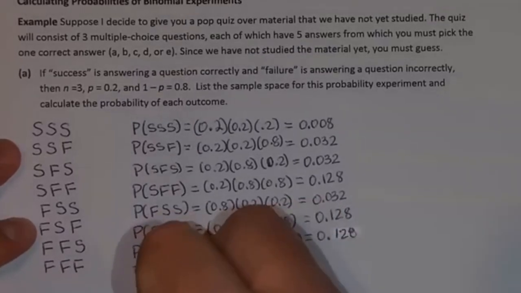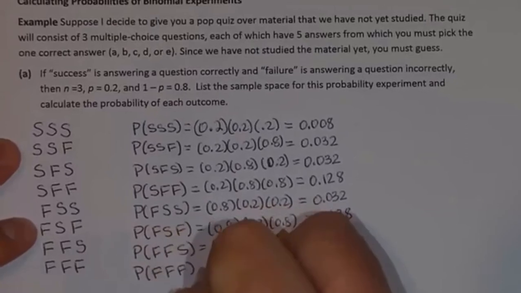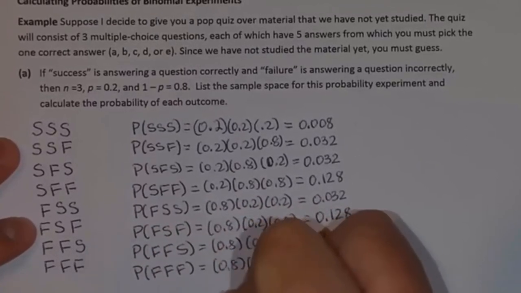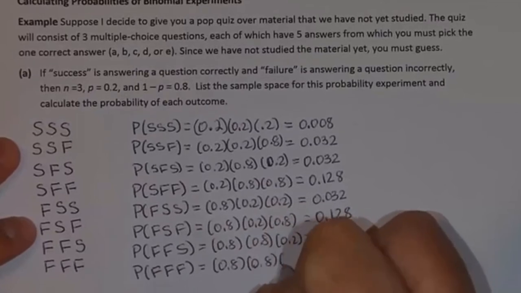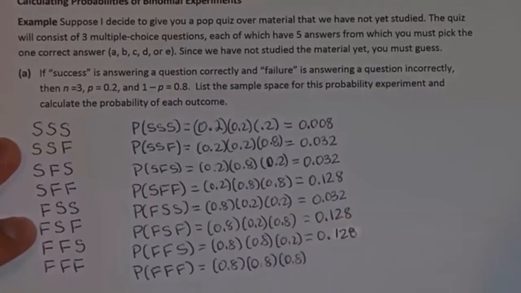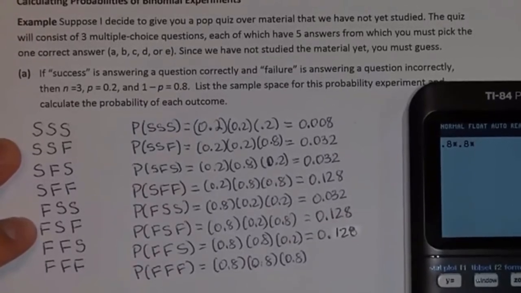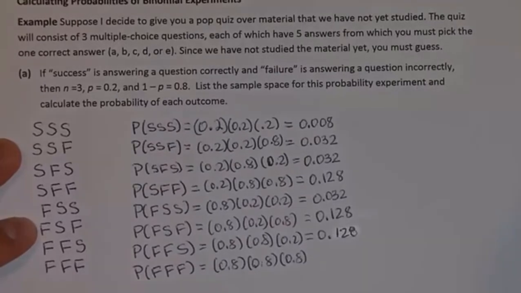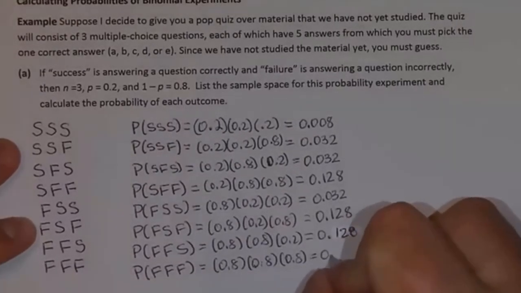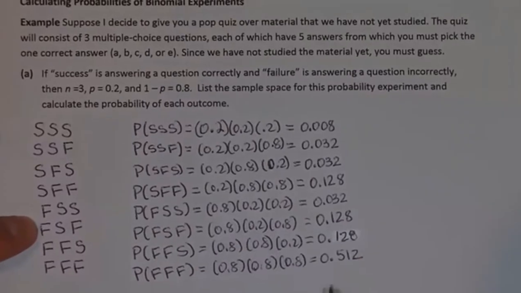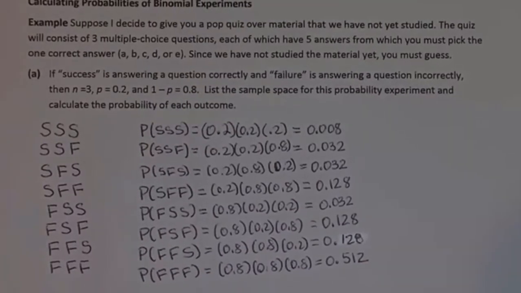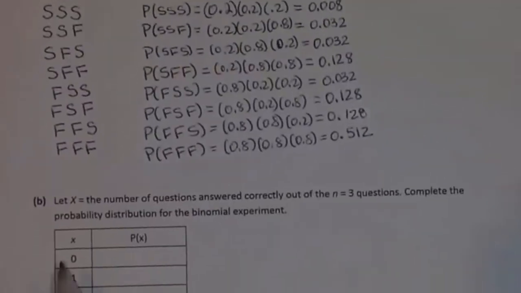And last but not least, what's the probability of wrong, wrong, wrong? Well, that would be 0.8 times 0.8 times 0.8. And 0.8 times 0.8 times 0.8, that is 0.512. So if I gave this quiz to 1,000 students, about 512 of them would miss all 3 questions. So this is the sample space, right? So look at part B.